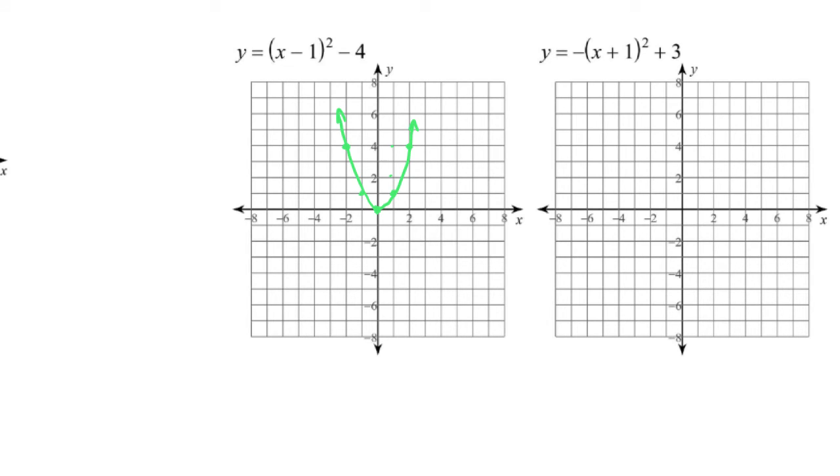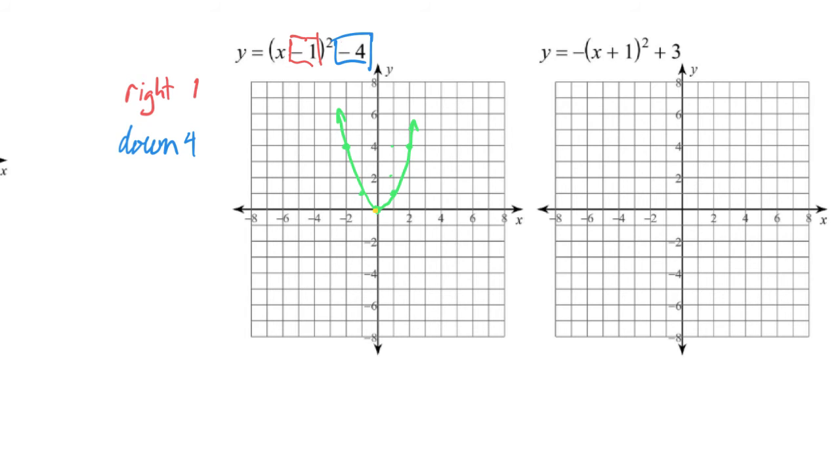So that minus 1 is on the inside of the parentheses, inside moves left and right. And when it's negative, it's going to move it to the right. So I want you to write down every time what you're doing to the function, just like I'm doing here. So it moves right 1, and then this minus 4 is outside, so it's going to go down 4. So I want you to write that down every time. Write right 1, down 4.